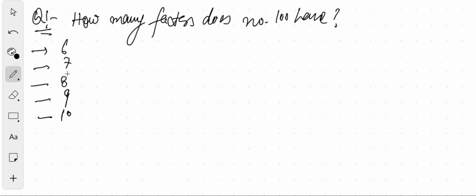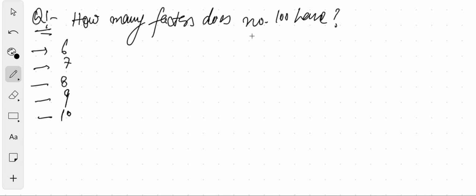If you really want to maximize the effectiveness of the video, I would really encourage you to pause this video here, try this question on your own, and then come and check the solution. However, I'm just going on and explaining the solution here. So the question basically looks for how many factors the number 100 has.